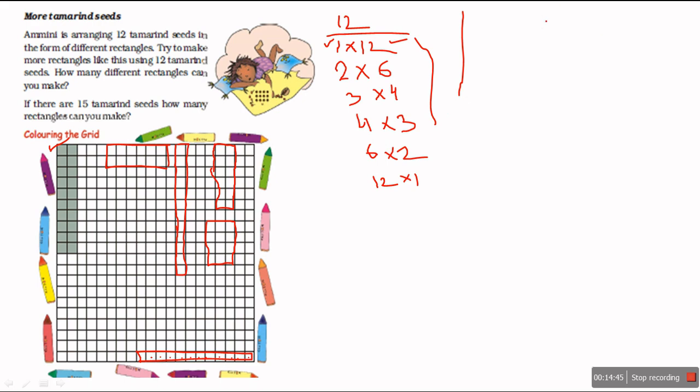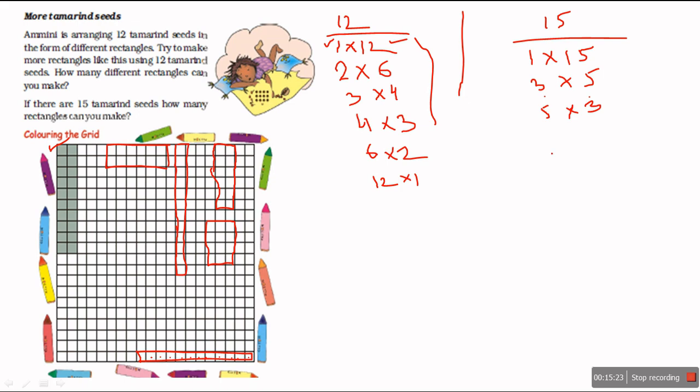Similarly, if there are 15 seeds, let us see. 1 into 15 simply. So 1 will be width, 15 will be length. Now 2 is not a factor of 15. 3 into 5 is 15. 3 will be length, 5 will be breadth of the rectangle. 4 is not a factor. Now 5 into 3. This time 5 will be length, 3 will be breadth. So these are the possible rectangles that can be formed with 15 seeds.